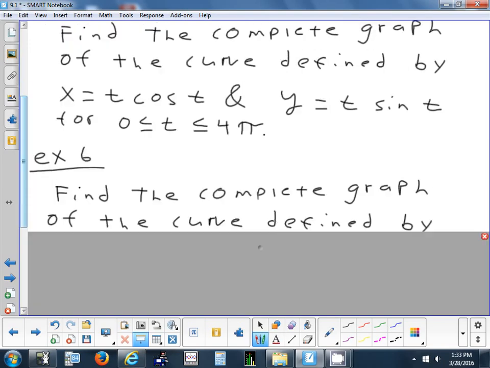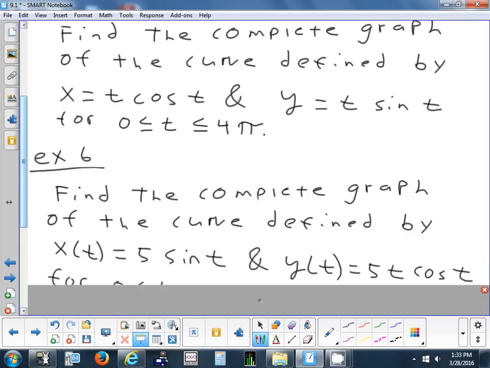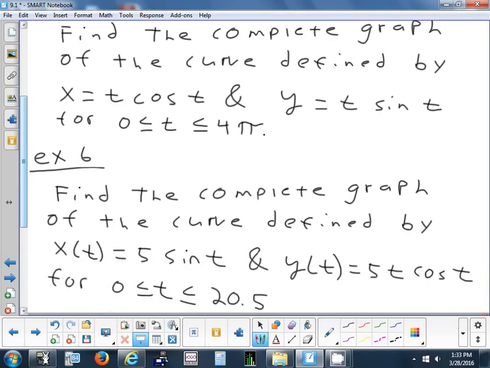All right, let's try that one. Okay, so this time, if you look at x, does it have a maximum and a minimum value? Yes. 5 would be the maximum, and what about the minimum? Negative 5. So the x's are bounded.